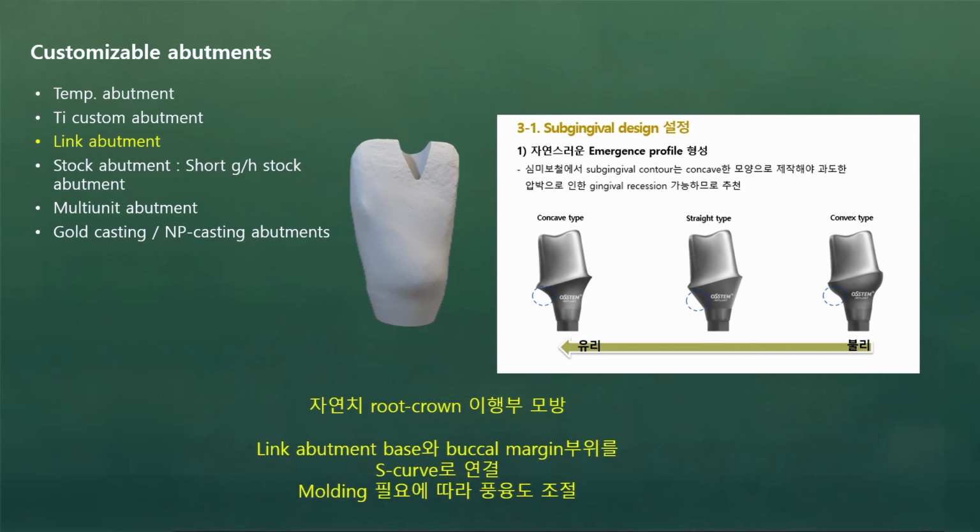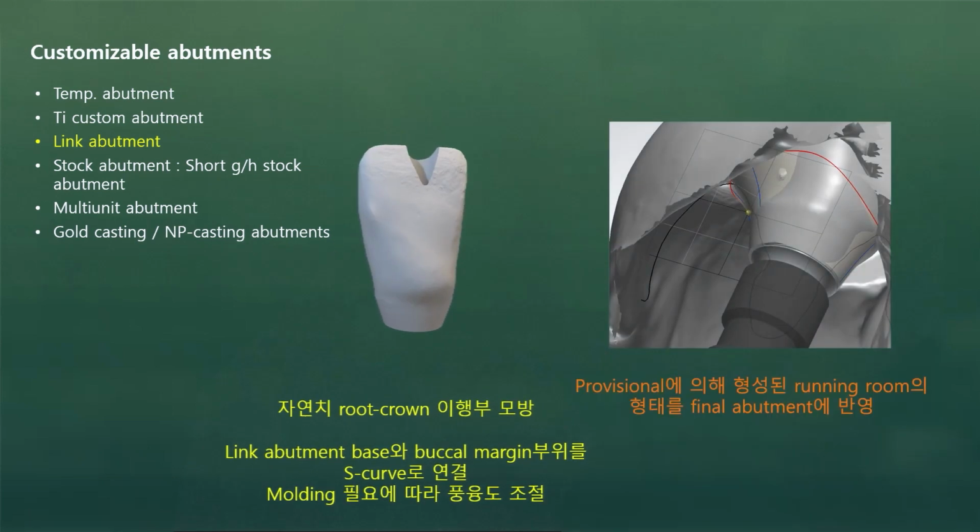But as I said in the last lecture, this too smooth S curve is not so good in the gingiva. It should be a bit separated. So that would give you a more aesthetic temporary. So mostly link abutment, as I said, is used. Oh, and also this screw type abutment creates running room, and then to transfer that into the final, like this on the CAD/CAM, the final screw type shape or form is superimposed like this.